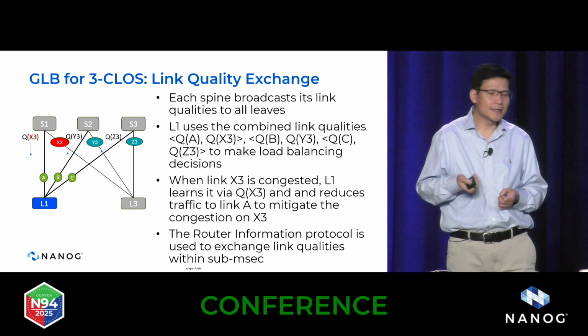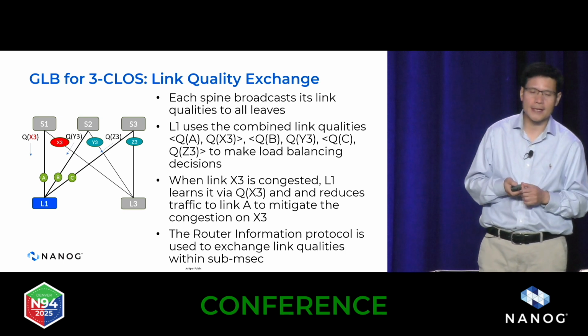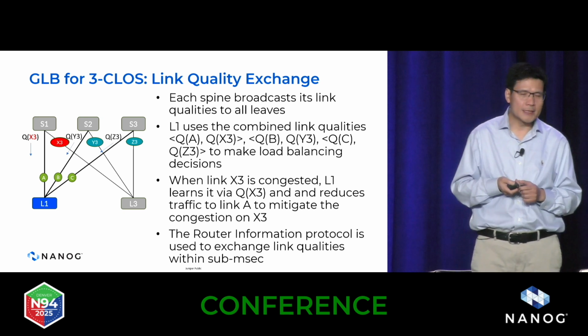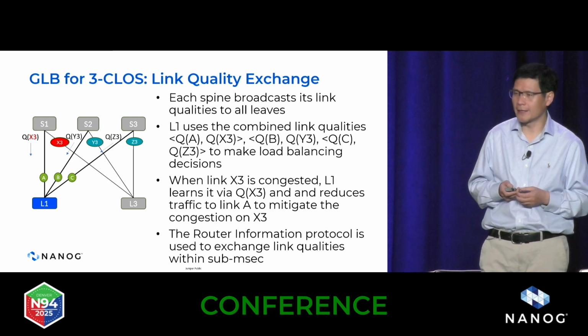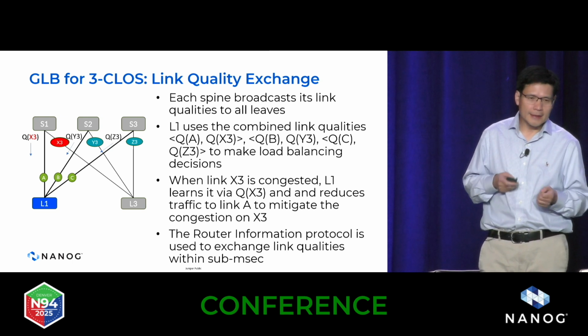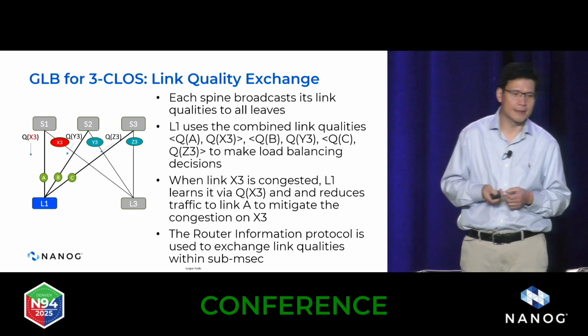To let the spine send the link quality information, we introduce a lightweight router information protocol, which usually runs on the packet forwarding engine side. It's a lightweight protocol that can exchange those link quality messages within sub-milliseconds.